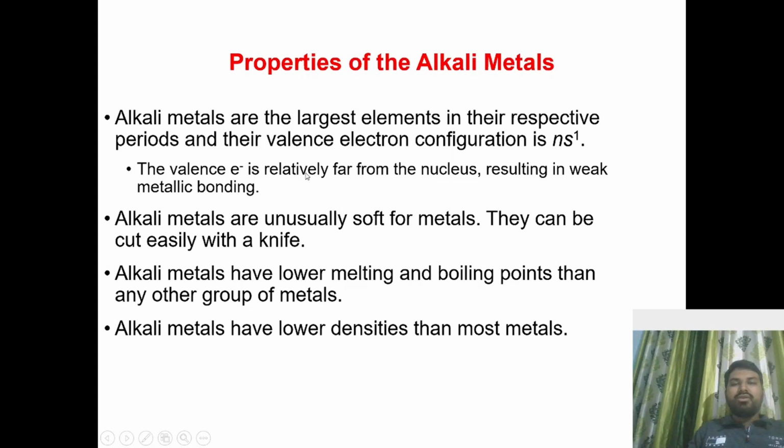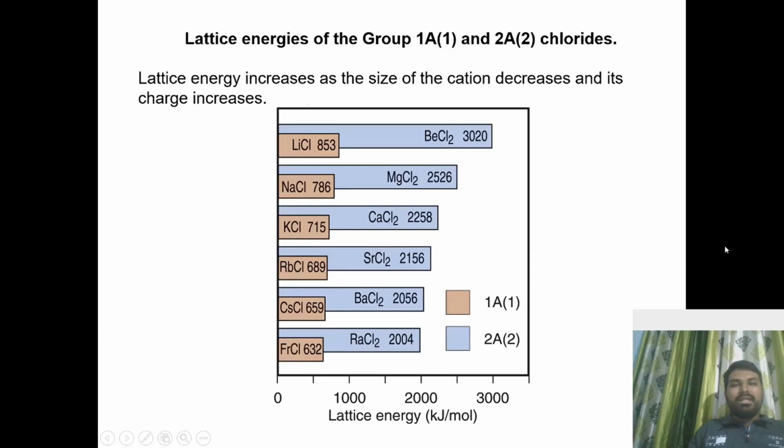The valence electron is relatively far from the nucleus, resulting in weak metallic bonding. Alkali metals are unusually soft for metals. They can be cut easily with a knife. Alkali metals have lower melting and boiling points than any other group of metals. Alkali metals have lower densities than most metals.